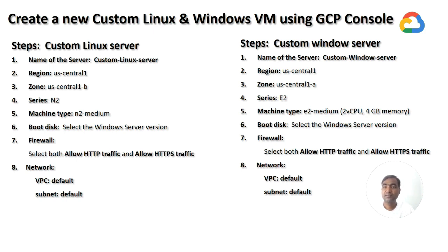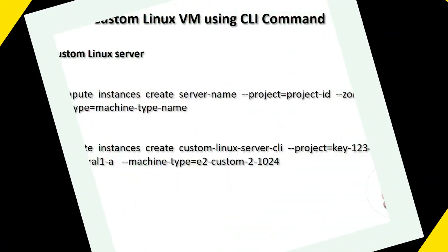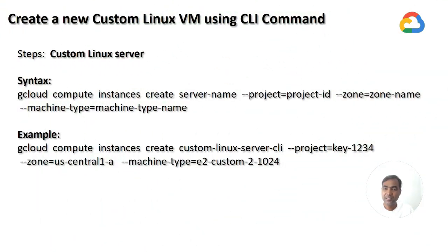As you can see here, these are the prerequisites required to create a custom Linux server and custom Windows server in Google Cloud Platform. This is the GCP CLI command to create a new custom VM. The command is like this, guys: gcloud compute instances create, server name, then you have to add your project ID, then select your specified zone name and machine type. You can add the machine type name. I'll give an example also here.